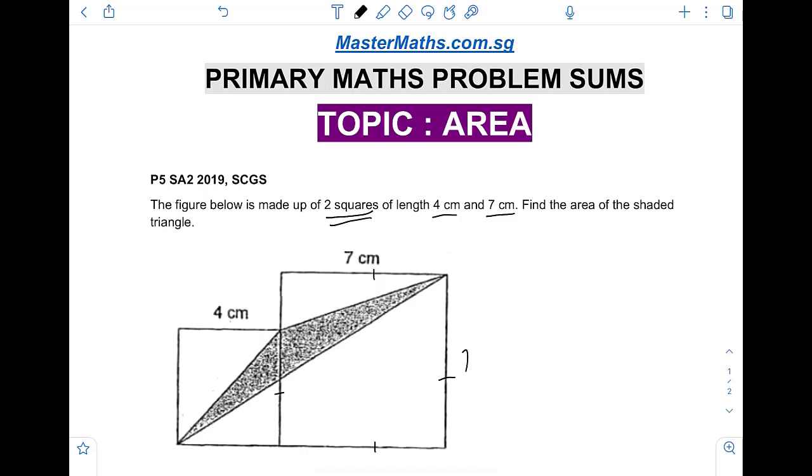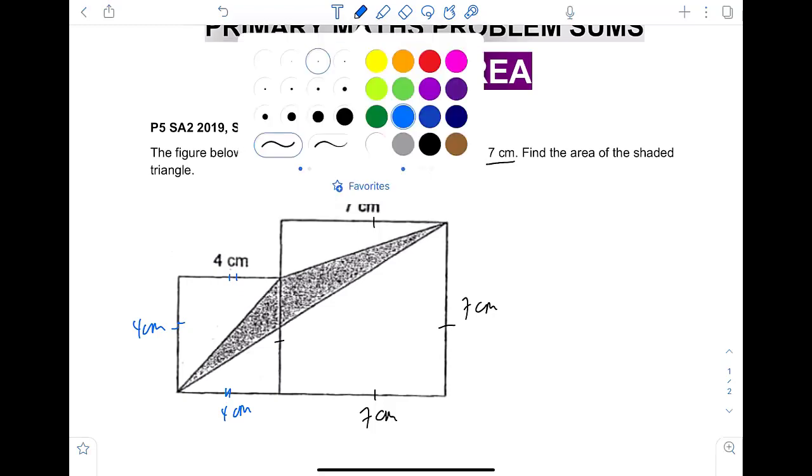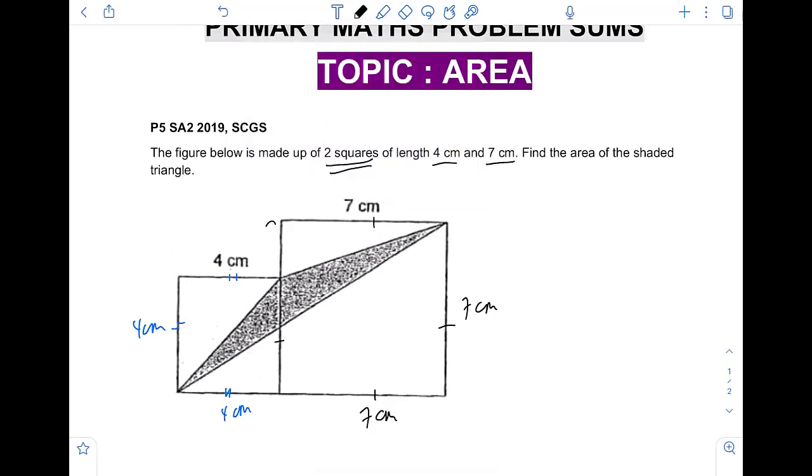Okay, and take a pencil and mark out 7 cm for this particular square and 4 cm for the left side square, 4 cm, 4 cm, and this length right here, whatever we know, we try and mark it out. Okay, so 7 minus 4, that is 3 centimeter. Okay, so find the area of the shaded triangle.